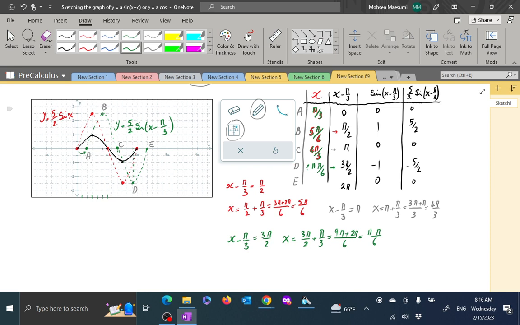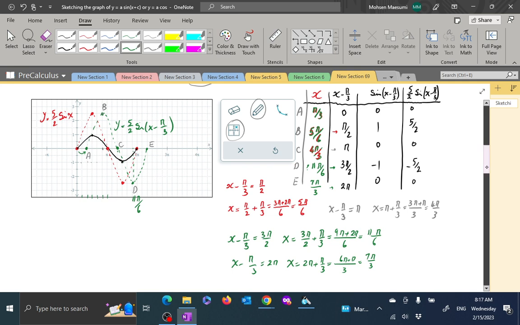This is happening at 11 pi/6. So you have to count 11 blocks until you hit there. And finally, the last point, x minus pi/3 has to be equal to 2 pi. So x is going to be 2 pi plus pi/3. And then I take a common denominator. This becomes 6 pi and another pi. That is 7 pi/3, or 14 pi/6 if you want all of them with the same denominator. That brings us to the final destination.